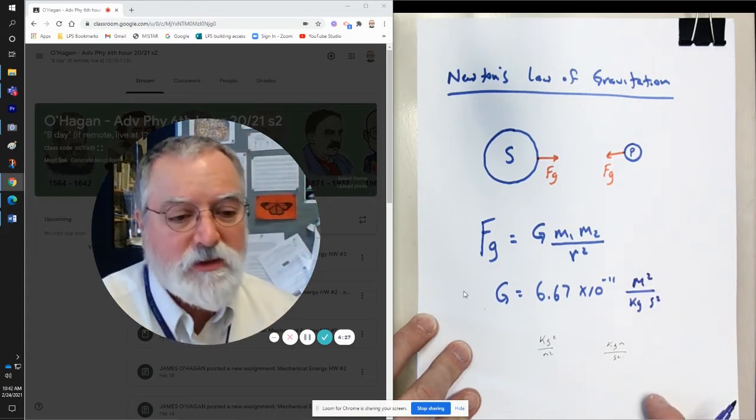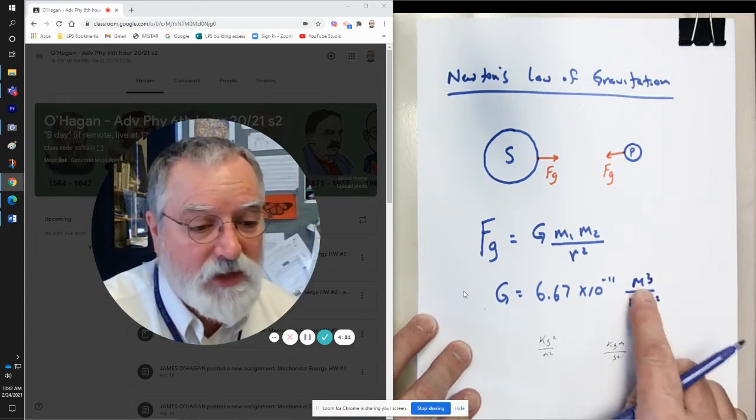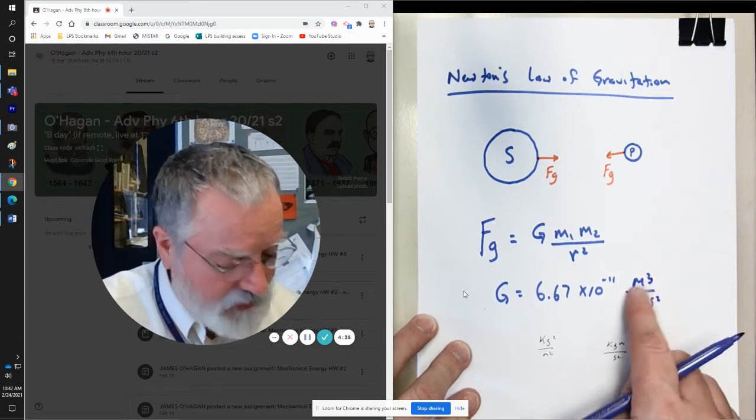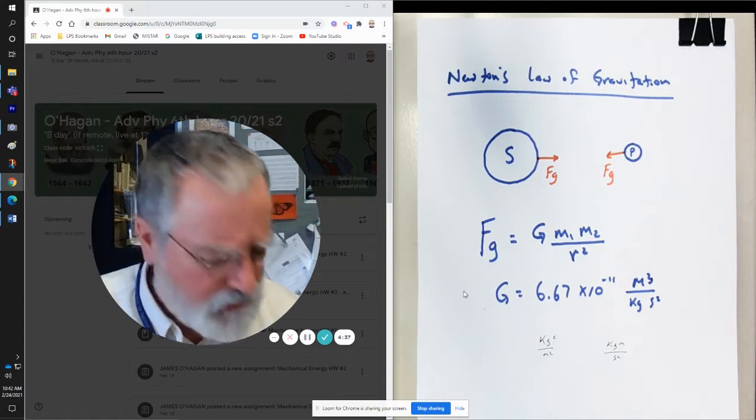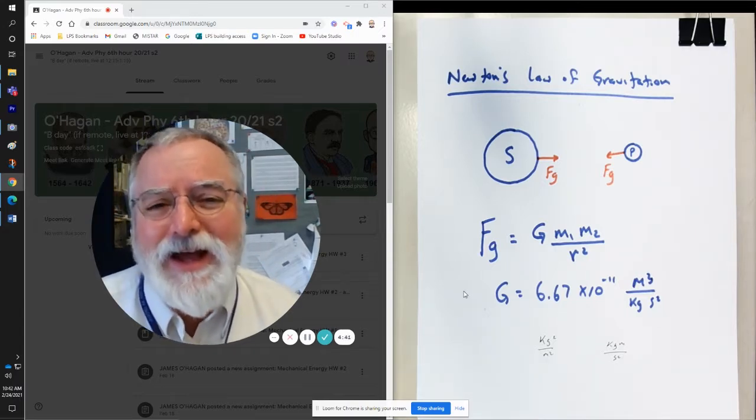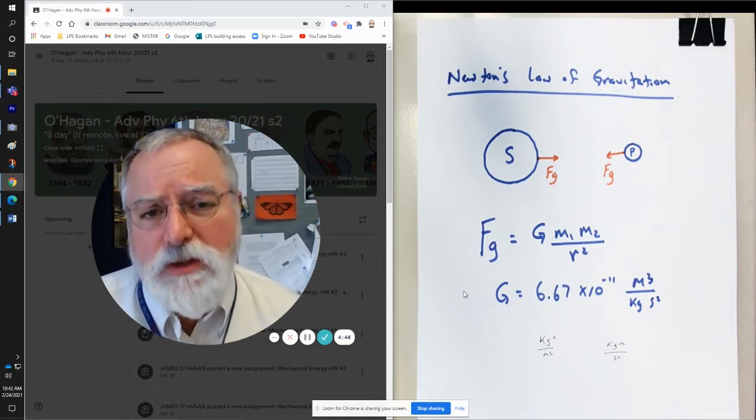Wow, what weird units. Meters cubed on the top, kilograms divided by seconds squared. All right, those are the units. And that's just to make the units work out, because when the universe created gravity, it did not contact Earth and say, Earth, what units are you going to be using?